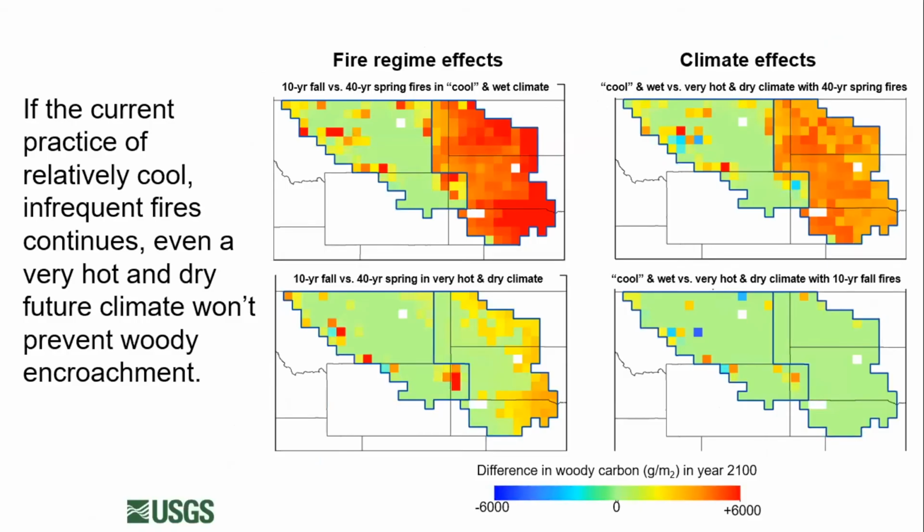Another way to look at the results of these simulations is to compare the influence of climate to the other driving factors. In the interest of time, I won't explain the color scheme here, but instead jump to the point. If fires are frequent and occurring under conditions likely to kill woody encroachers, it doesn't much matter what the future climate is, woody encroachment can be minimized. But these figures also show that if the current practice of relatively cool fire continues, even a very hot and dry future climate won't prevent woody encroachment.